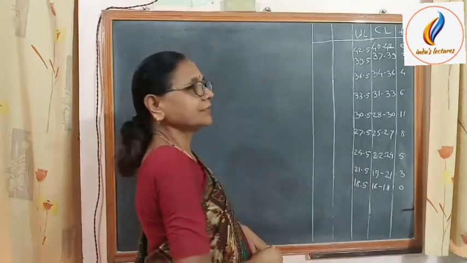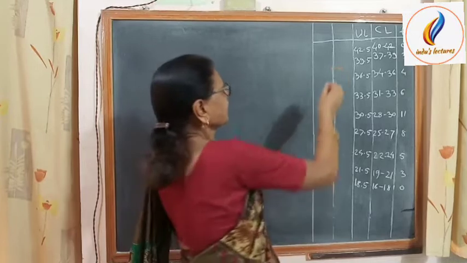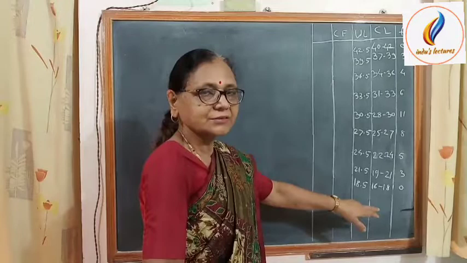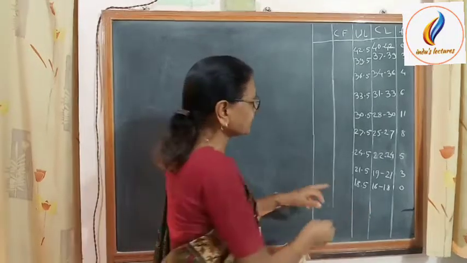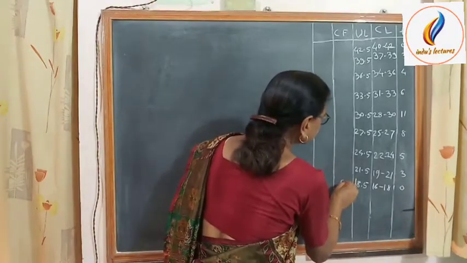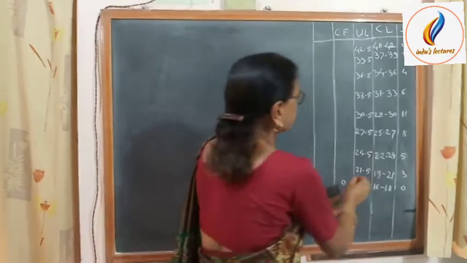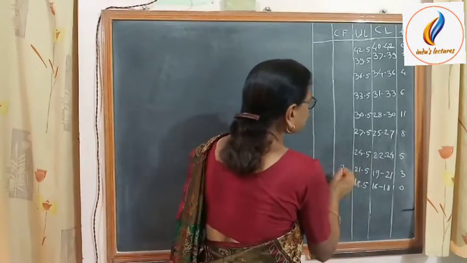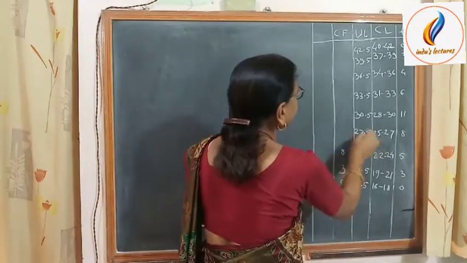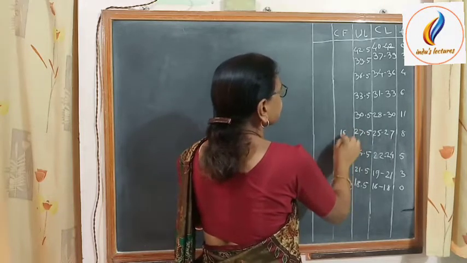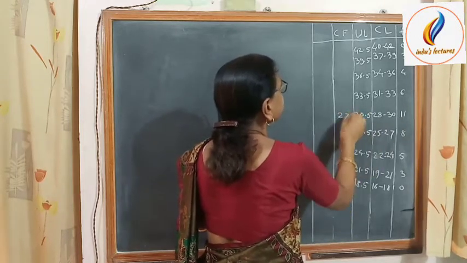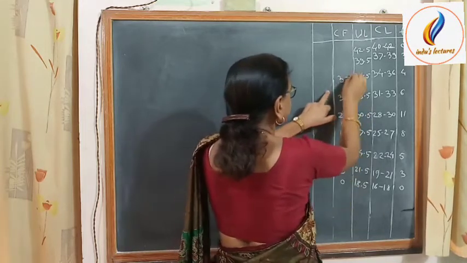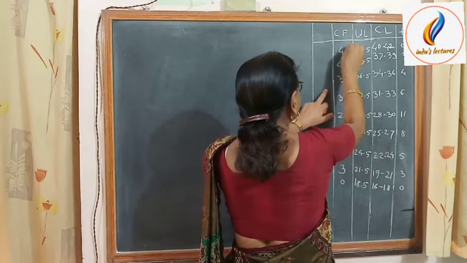Now calculate the cumulative frequency. CF means cumulative frequency. Start from the lowest class interval. Its frequency is 0, so its cumulative frequency is also 0. Then for class interval 19 to 21 it is 3. The next one is 8, then 8 plus 8 is 16, then 16 plus 11 is 27. Then 33, the next one is 37, 40 and 40.